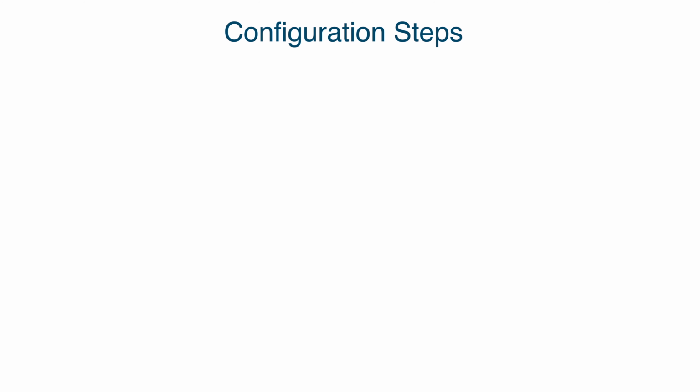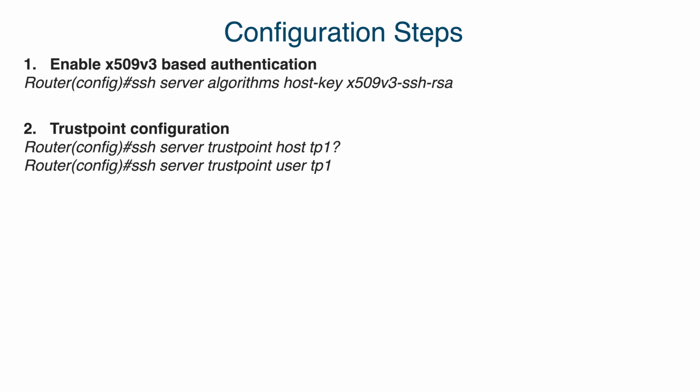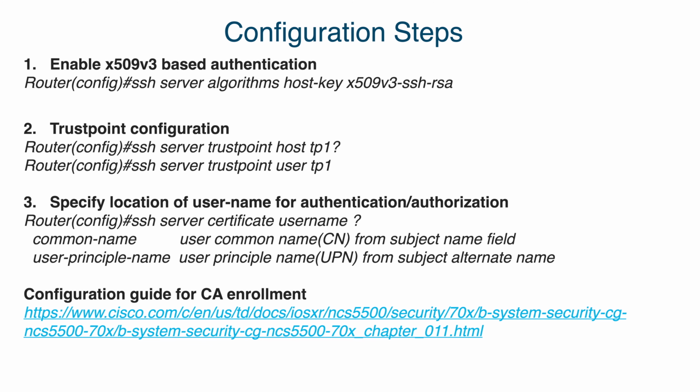Let's now look at the configuration steps. There are three basic steps. First is to enable the X509v3 SSH RSA algorithm, then configuring the trust points for both host and user, and lastly, specifying which part of the certificate is to be used as username for authorization. Finally, for the actual CA enrollment, this is something supported by IOS XR already, and any existing config guides can help you with a CA enrollment.